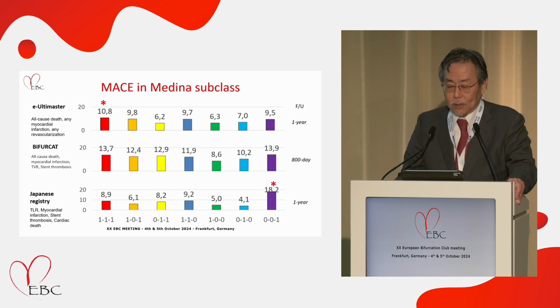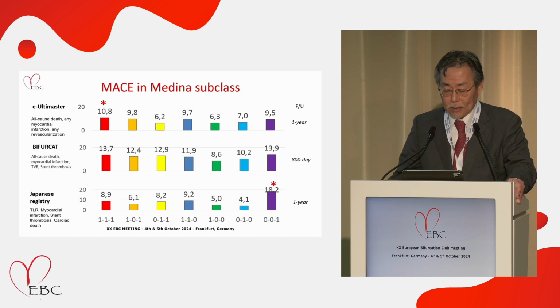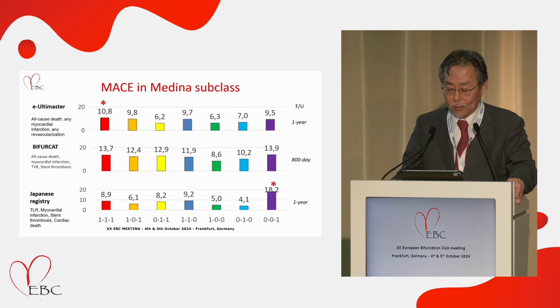This is a comparison of major adverse cardiac events in the Medina subclasses. E-Arch Master clearly demonstrated a significantly higher event rate in the 111 region. In the Bifurcate trial, there was no significant difference among the Medina subclasses. The Japanese registry has a similar trend, except for the 001 region. The 001 region has the only significantly higher event rate.